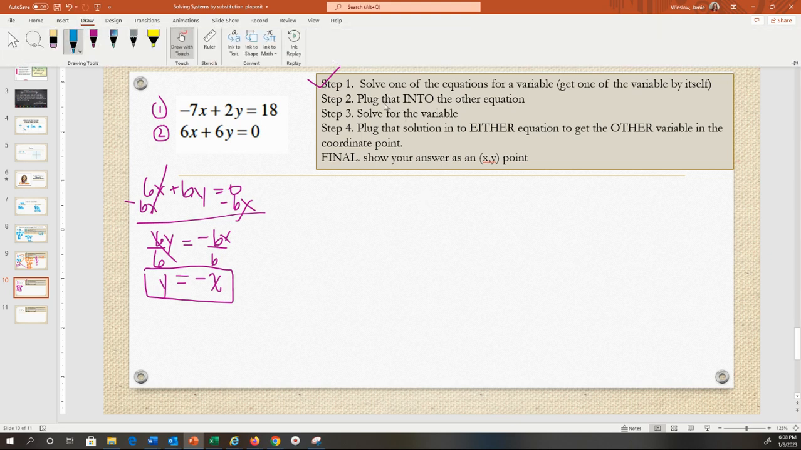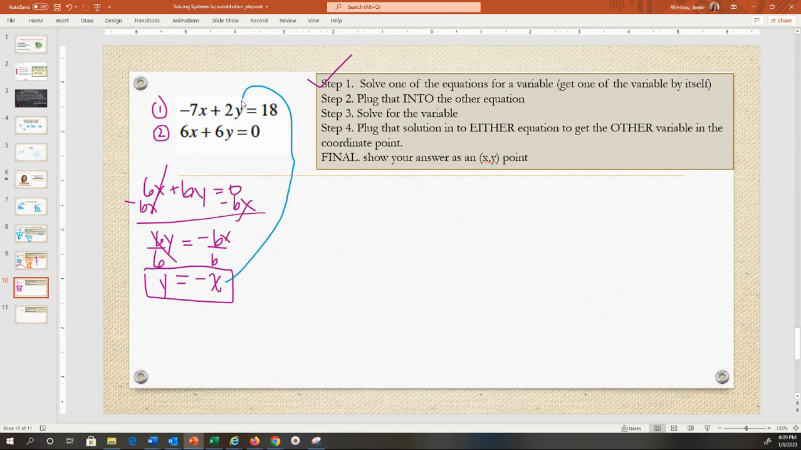Okay, now we're going to plug that into the other equation. You can't plug this right back into the same one. That's not going to work because you'll just get the solution 0. So we're going to plug this into the other equation for y. We're substituting it into the other equation. All right, so instead of y, we're going to write negative x.